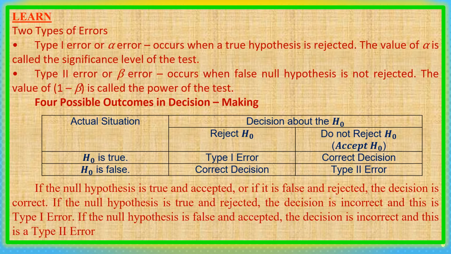null hypothesis. For a true null hypothesis and you do not reject it, that is a correct decision. For a false null hypothesis and you reject it, that is a correct decision. So if the null hypothesis is true and accepted, or if it is false and rejected, the decision is correct. But if the null hypothesis is true and rejected, the decision is incorrect, and that is a type 1 error. If the null hypothesis is false and accepted, the decision is incorrect and that is a type 2 error.